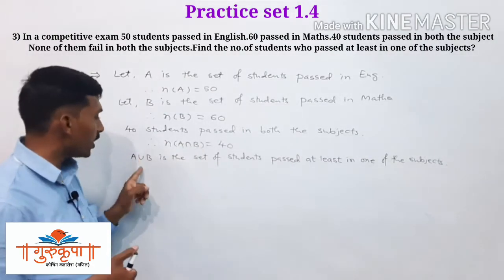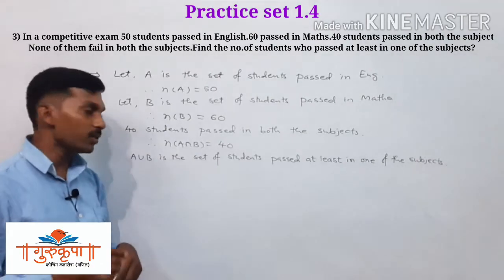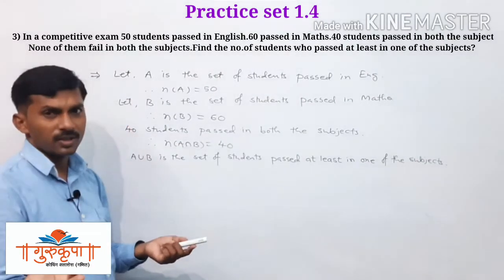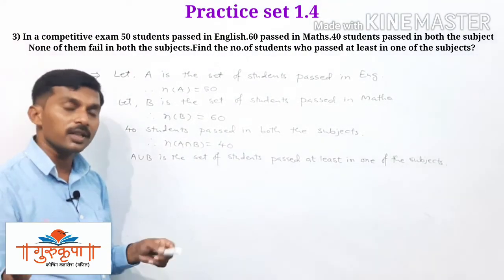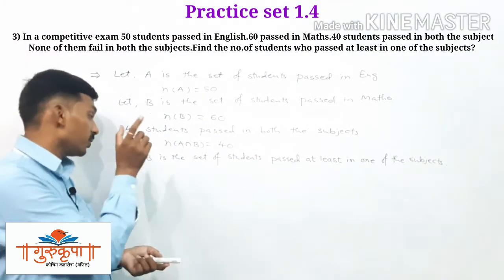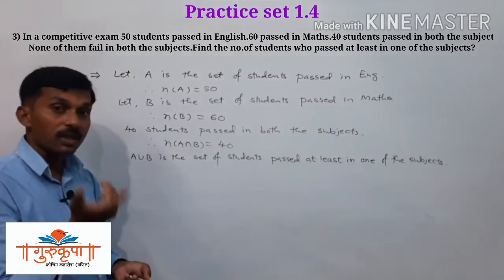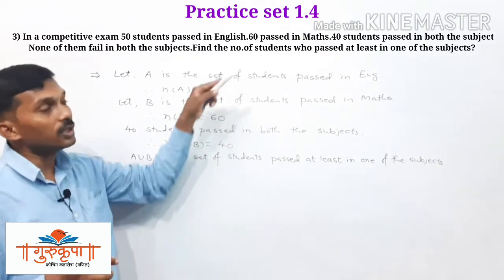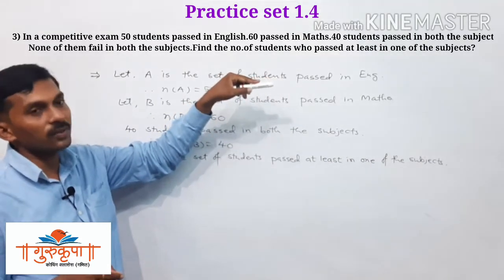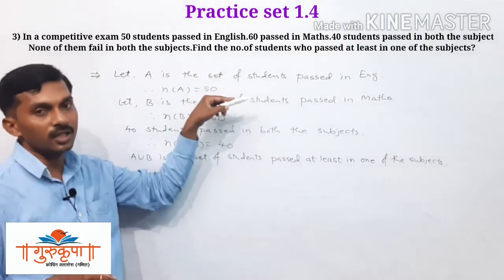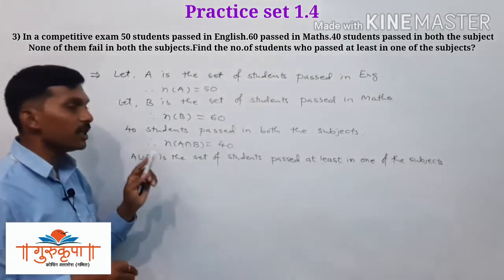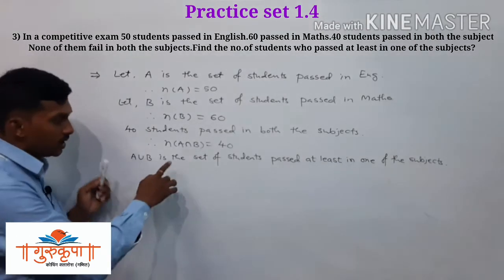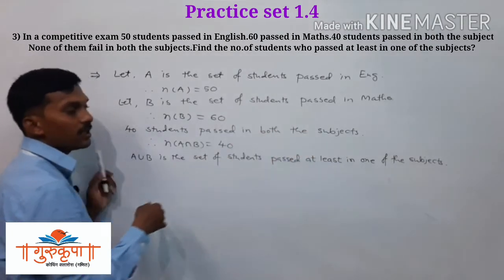So here we have to find A union B, that is, you can say it as the total number of students. That is the universal set. Total number of students is nothing but the universal set. Here the universal set and the union of the two sets are the same because no student failed in both the subjects. So here the universal set and the union of the two sets are the same, and we have to find A union B, that is the number of students who passed in at least one of the subjects.